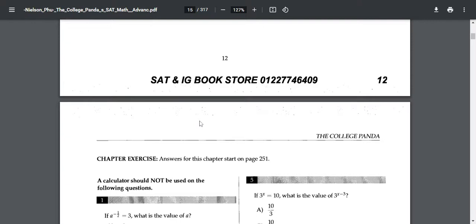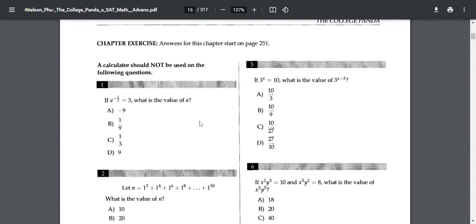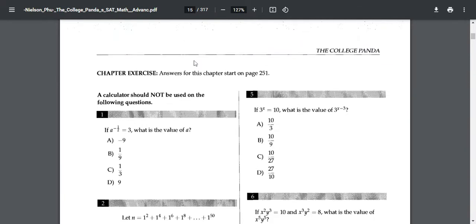Now, the chapter exercise here, we will discuss this exercise in part number 3. So check out part number 3 for more updates.